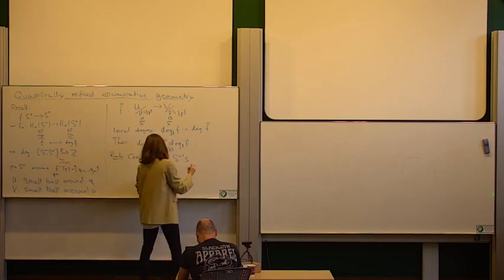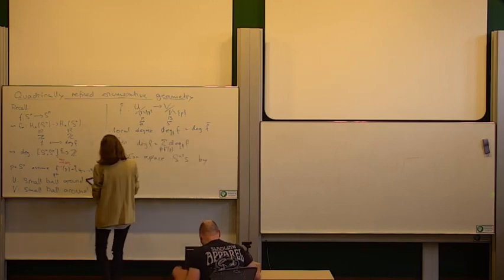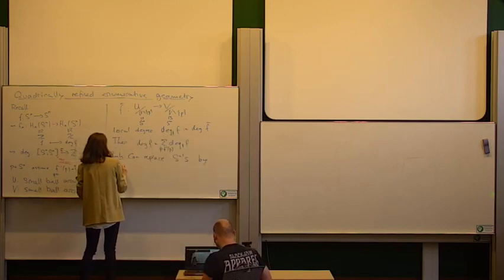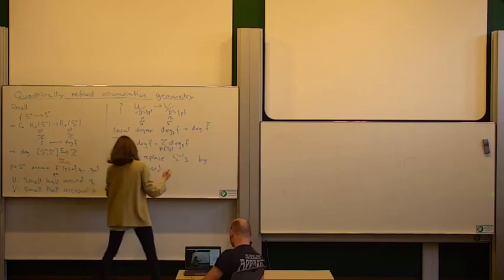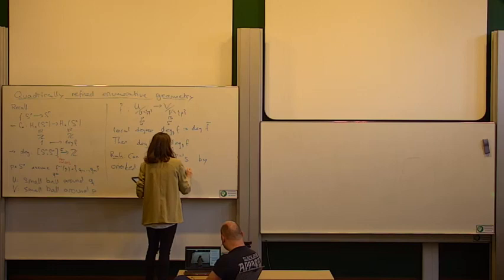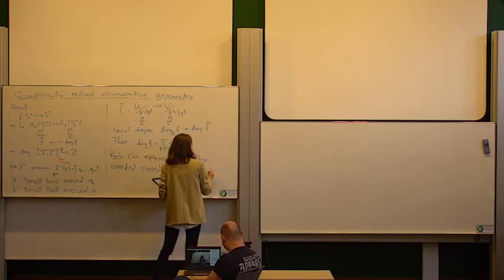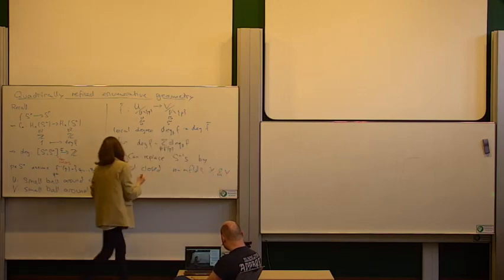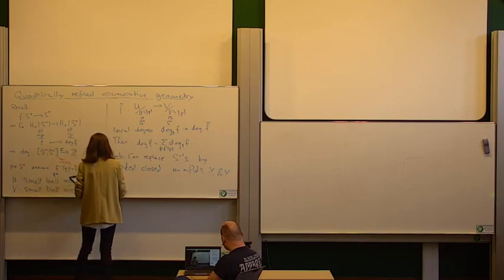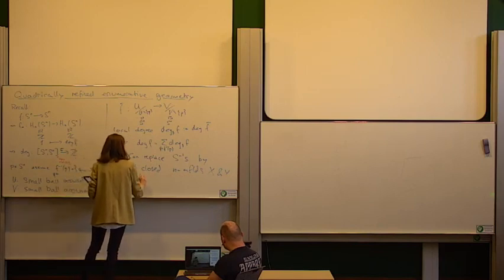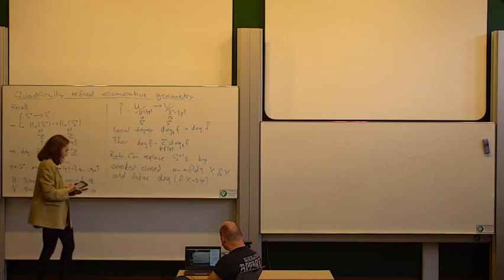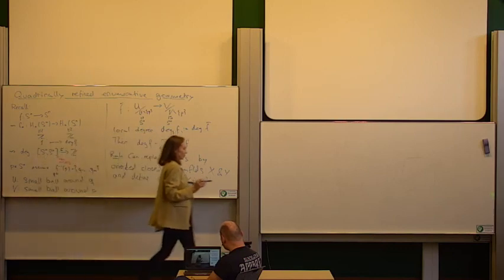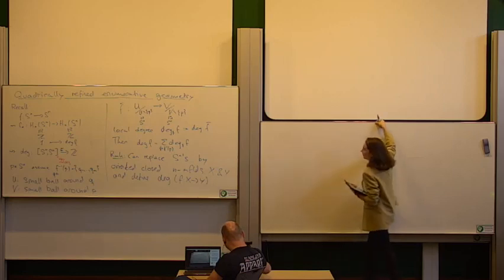So I can replace the S^n by, let's say, oriented, closed, so I mean compact without boundary, manifolds. Let's say X and Y, and define the degree of f from X to Y. And then I can write it as a sum of local degrees. So what does this have to do with enumerative geometry? Here's one thing.